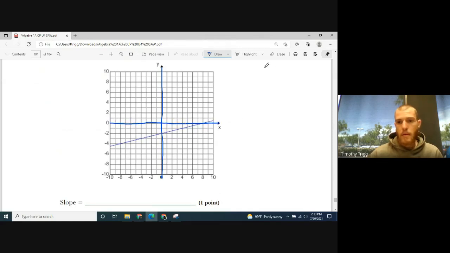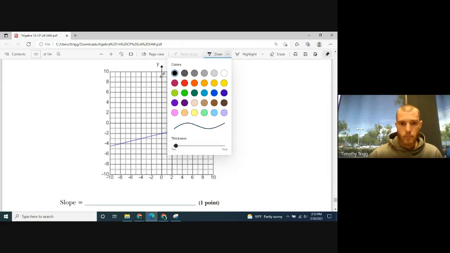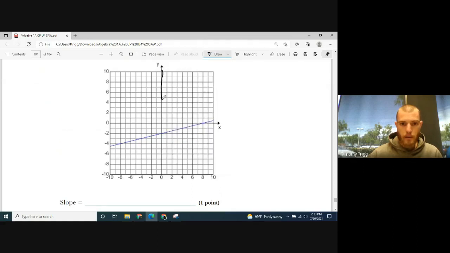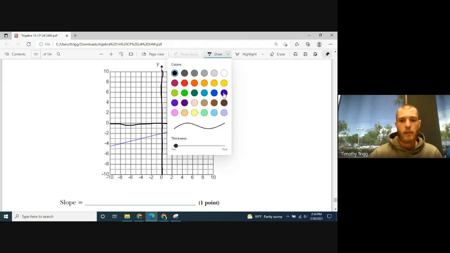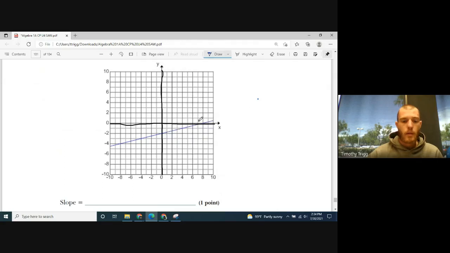Maybe I should use a different color here. We'll just darken it up with the black. So here's the y-axis, and here's the x-axis. I know it's kind of hard to see, but hopefully that makes it a little bit clearer. Now we want to find the equation of this blue line.